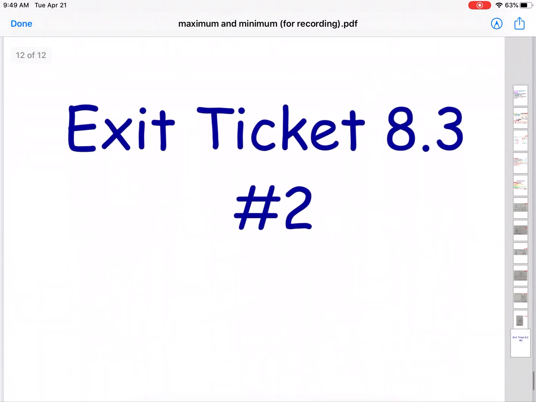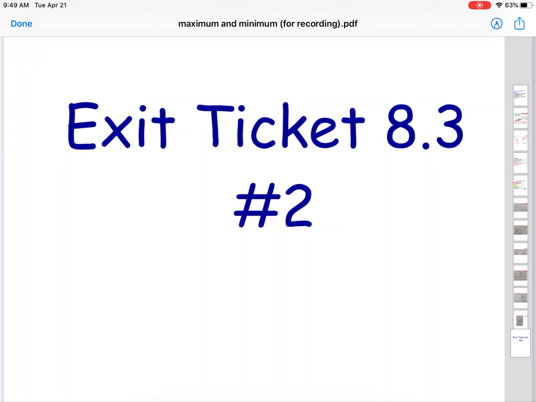Finally, to finish off this lesson, you should go back to exit ticket 8.3 and answer question number 2. Again, you don't have to submit this yet until we've done the entire exit ticket, but at this point, you know how to do question number 2.